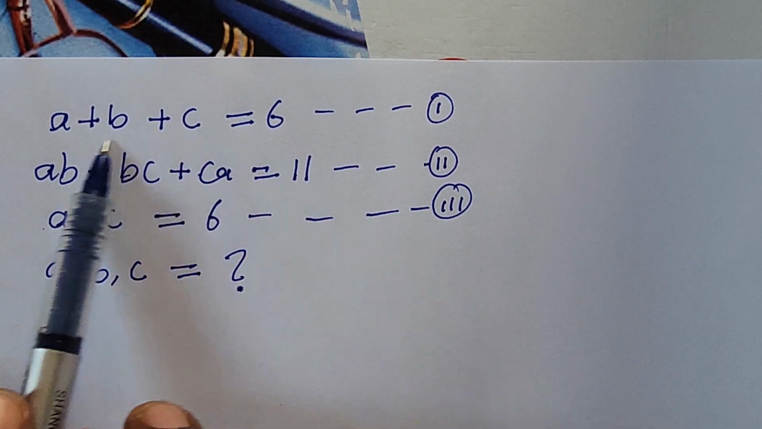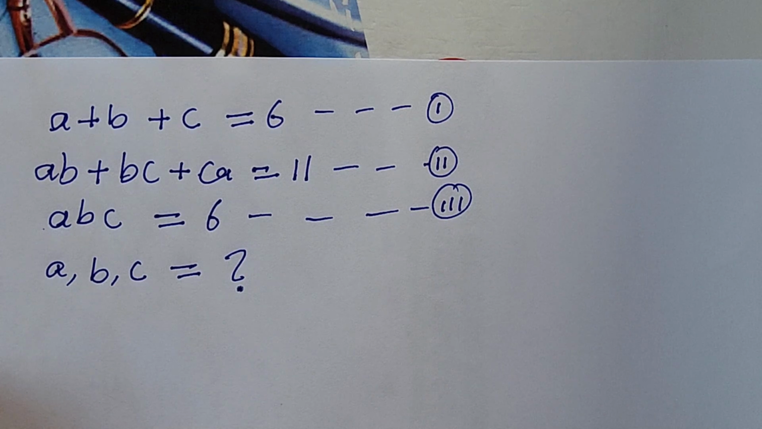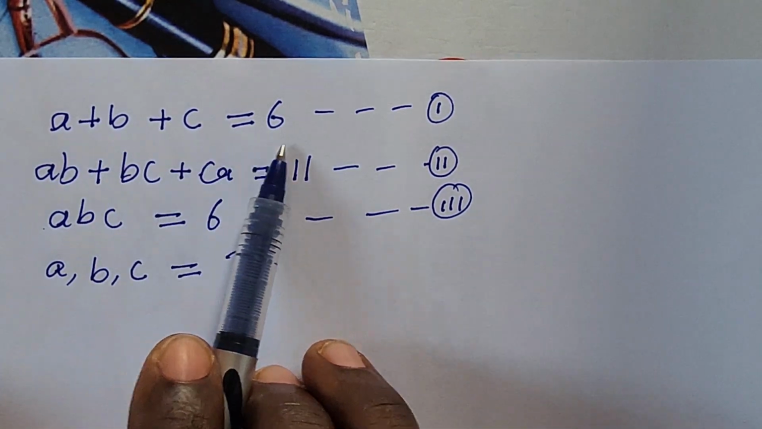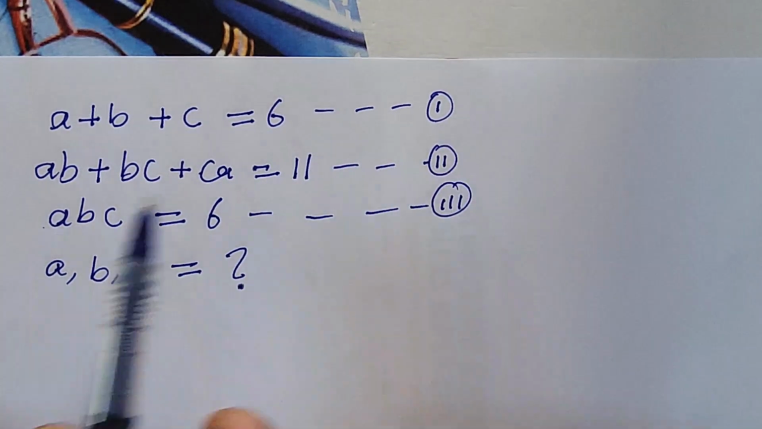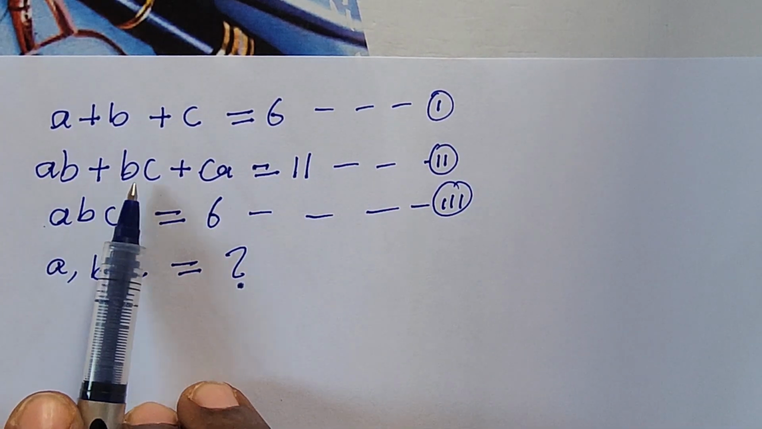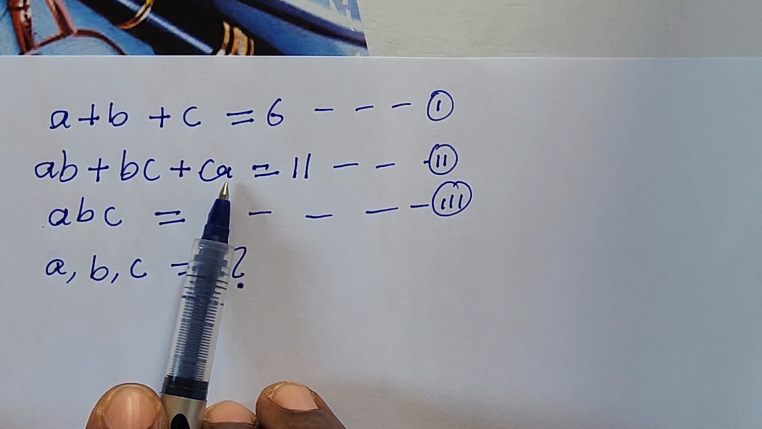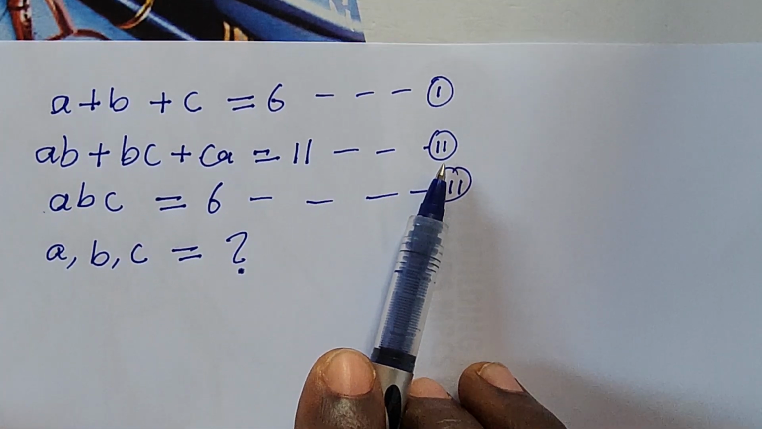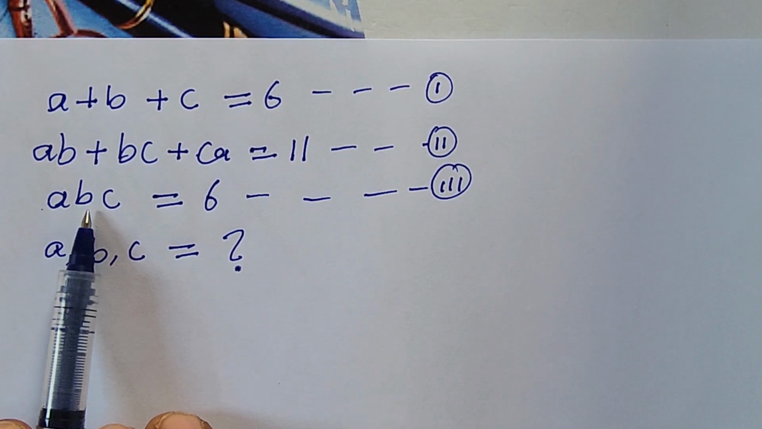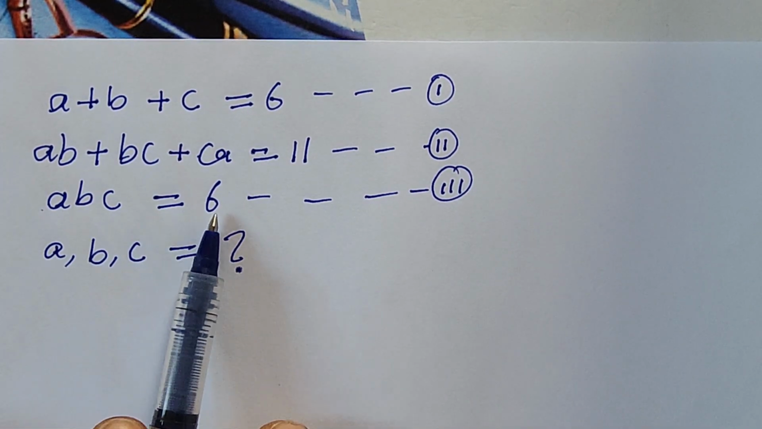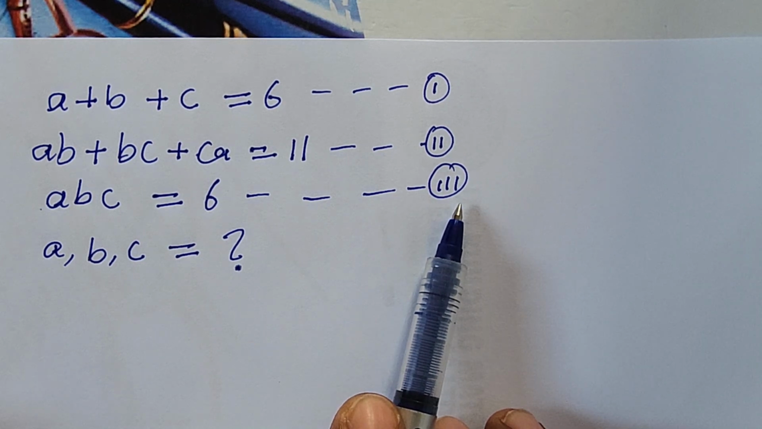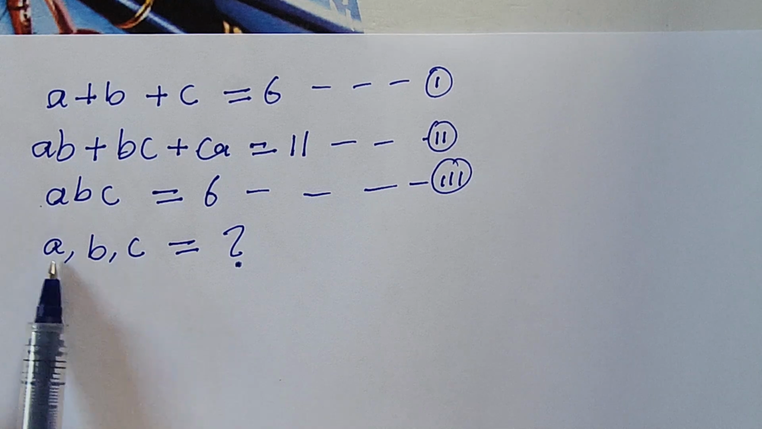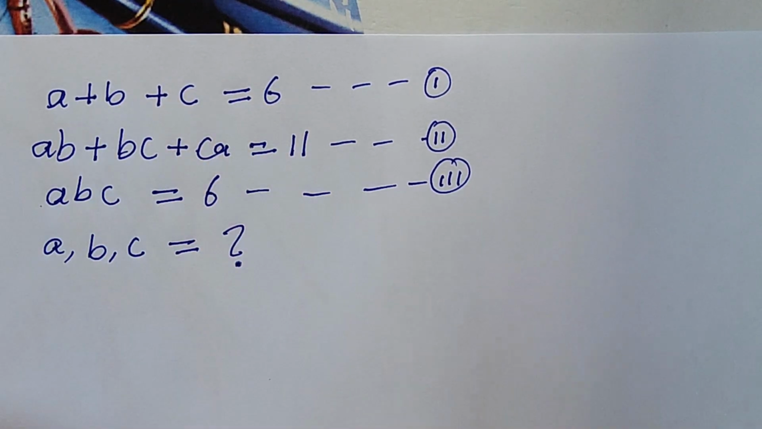Today we have this very nice algebraic equation. The question reads a plus b plus c equal to 6. This is equation 1, and a times b plus b times c plus c times a is equal to 11. We are taking this as equation 2. Then a times b times c is equal to 6. This is equation 3. But what are the positive integer values of a, b, c that will satisfy this algebraic equation?